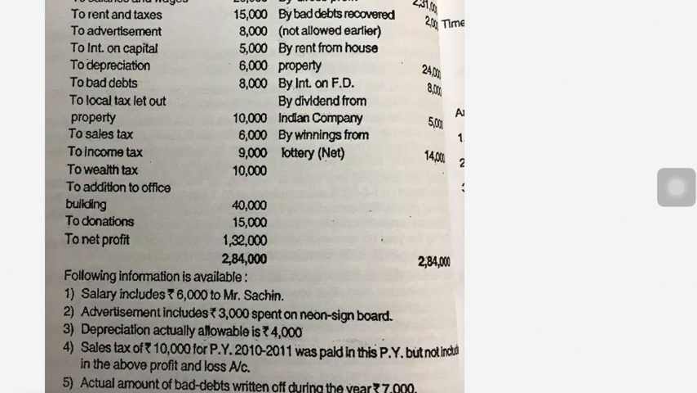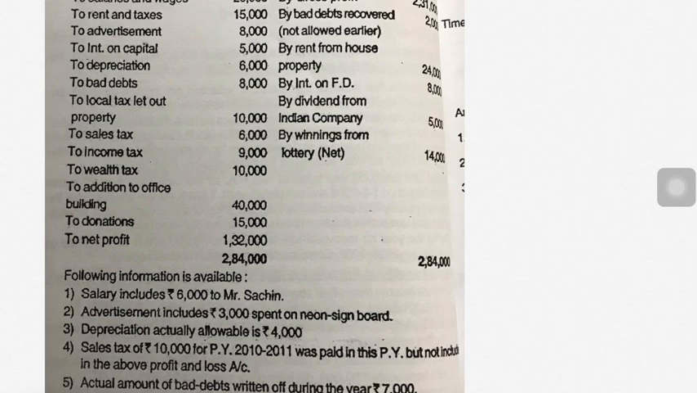Next, depreciation actually allowable is 4,000. Okay, how much is depreciation in your P&L account? It is 6,000. That means 2,000 more they are showing, right? So this 2,000 you have to add back, correct? So 4,000 is allowed, 6,000 is shown, so 2,000 is disallowed. That means this 2,000 you have to remove from your net profit.